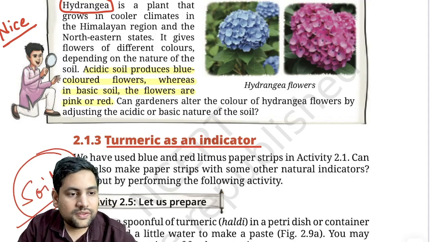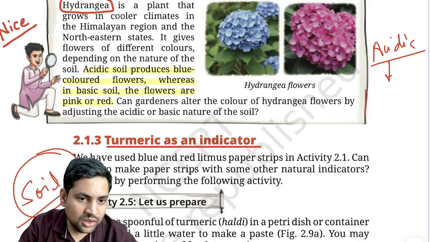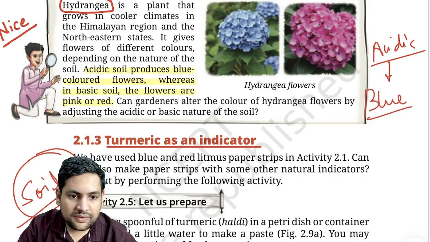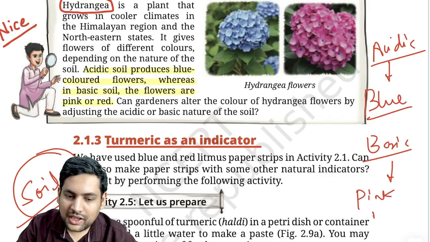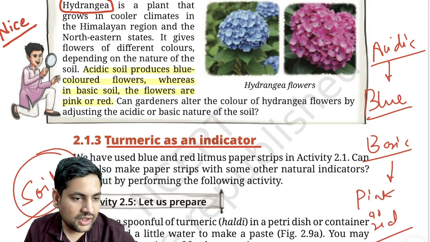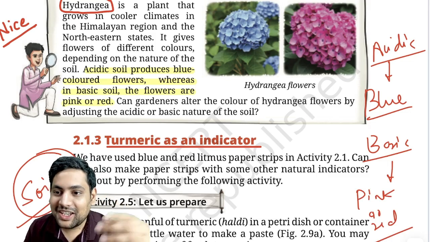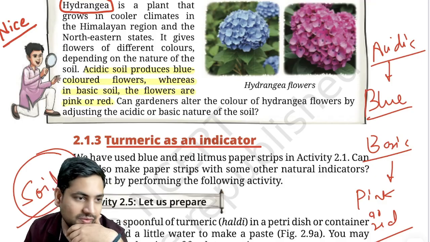If it is an acidic soil, then it produces blue colored flowers. If it is a basic soil, it will give pink or red color flowers. So even the color of flowers is, in this case, being decided by what kind of soil it is. Understood?